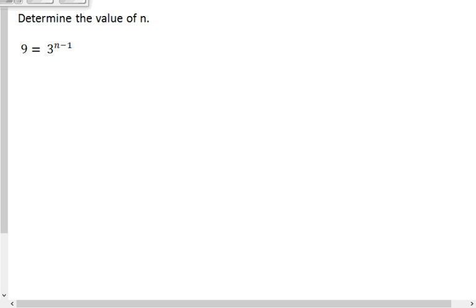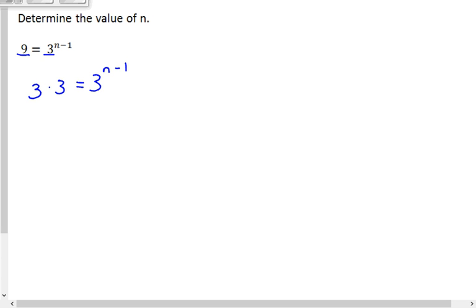So we're asked to solve for n, and the equation that we're given is 9 equals 3 to the power of n minus 1. Okay, so what happens when we're trying to solve for a variable that is given as an exponent is we have to find a way to make this value the same base as this. We should be able to easily see that 9 is a multiple of 3. So we can rewrite 9 as 3 multiplied by 3 equals 3 to the power of n minus 1.